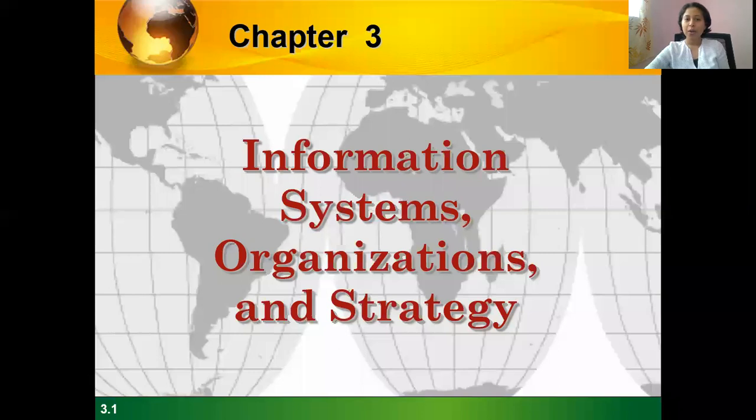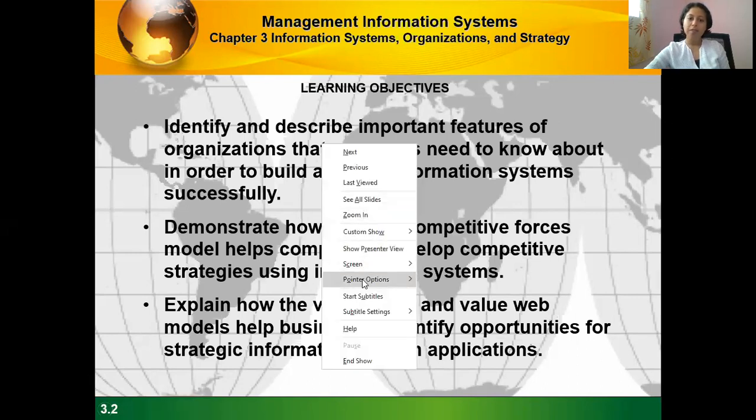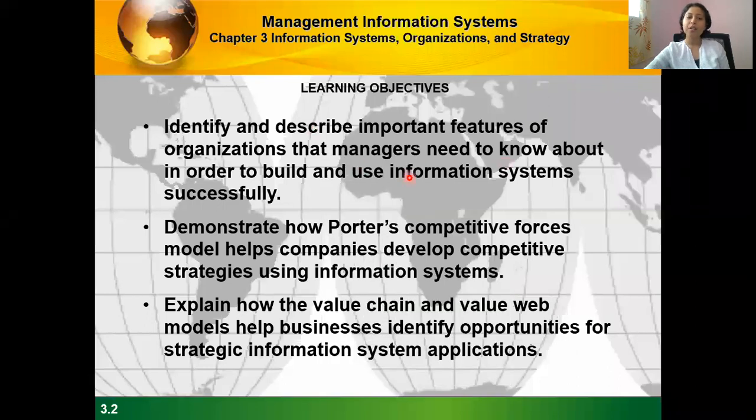So now today we are going to move on to a new chapter, chapter number 3. Let's see what we are going to learn in this particular chapter. First, let's have a quick look at the learning outcomes and learning objectives of this chapter. We are going to identify and describe the most important features of organizations that managers need to know about in order to build and use information systems successfully.